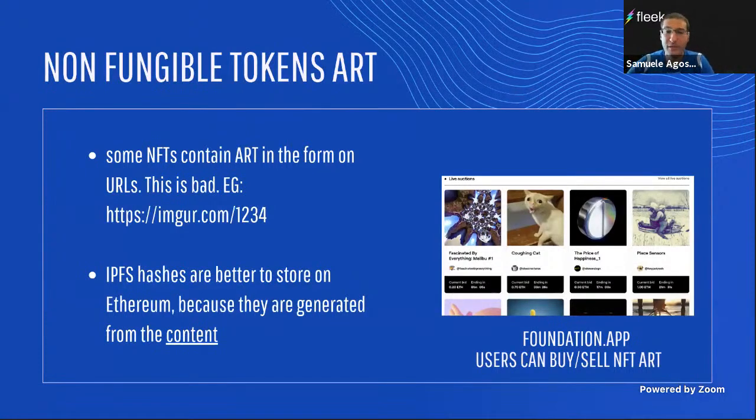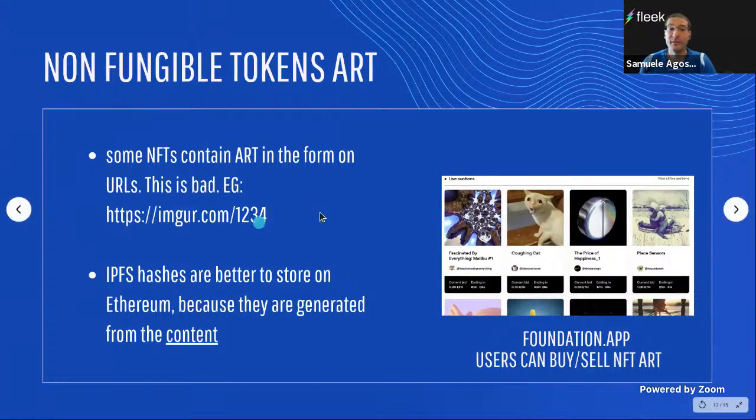For example, if I was to store a file on Imgur, I'm going to get a URL, imgur.com/1234. And I could store my NFT at that URL. But that's a problem because, first of all, it is a centralized server. So the file could be lost at any time.